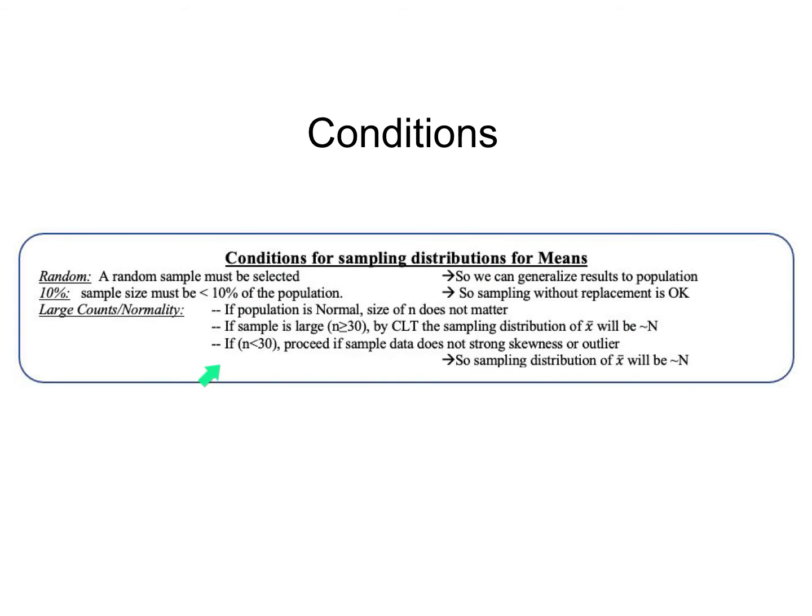But then we're going to look more closely in our next lesson on, well, what do we do when our sample size is small, when it's smaller than 30? And we use this notion that we proceed if our sample data does not show strong skewness or outliers. And again, why do we even check our large counts condition? That's so our sampling distribution of our sample means will be approximately normal.